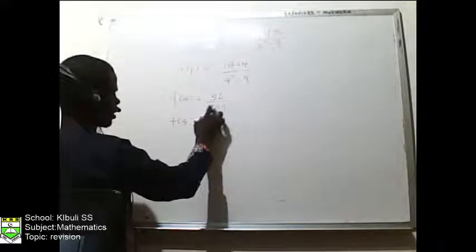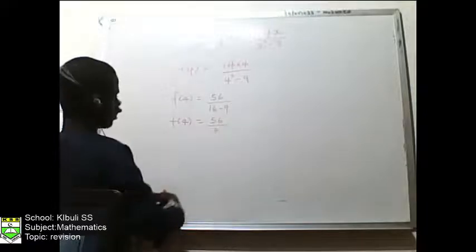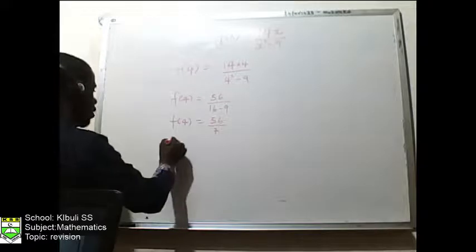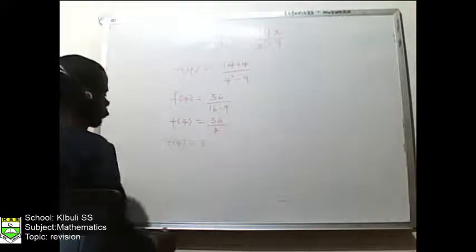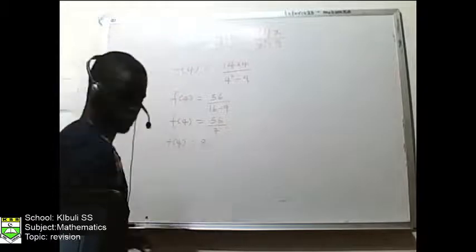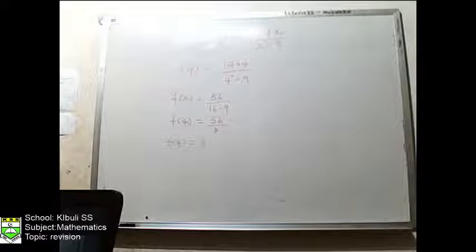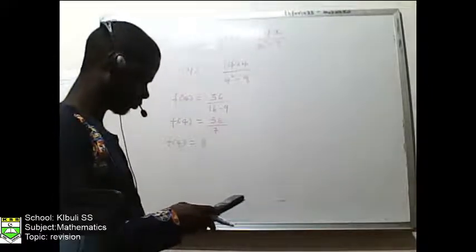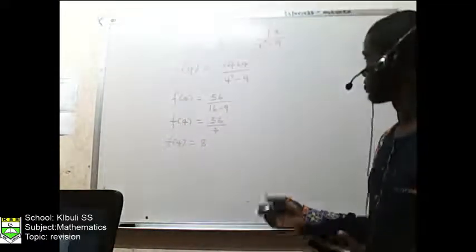What is 16 minus 9? The answer here is 7. So you get 56 divided by 7. f of 4 will be 8. Okay, f of 4 will be 8. 56 divided by 7, the answer is 8. So that was the answer that you were supposed to get for f of 4.